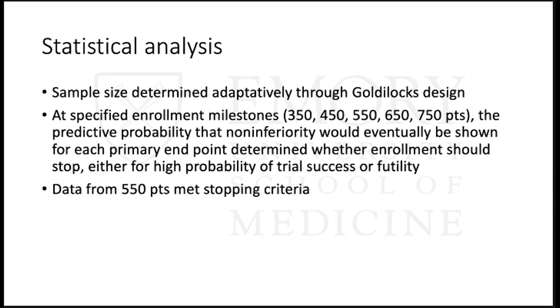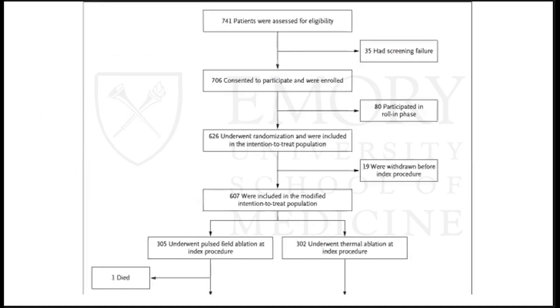So for their statistical analyses, the sample size was determined adaptively through a Goldilocks design. At specific enrollment milestones, 350, 450, and so forth patients, the predictive probability that non-inferiority would eventually be shown for each primary endpoint determined whether the enrollment should stop, either for high probability of trial success or futility. And so ultimately they stopped at 550, as the data from 550 patients met stopping criteria.